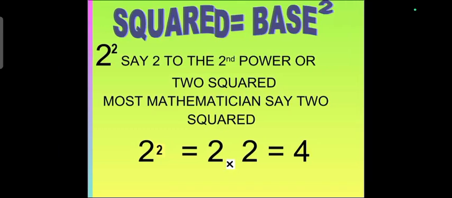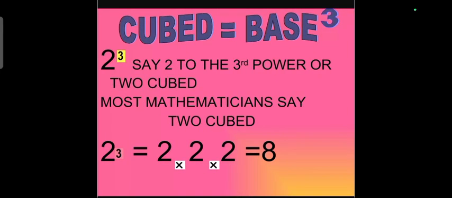Squared is equal to base square. We say 2 to the second power, or 2 squared. Most mathematicians say 2 squared. 2 raised to the power 2, that is 2 into 2, becomes 4. Similarly, 3 into 3, we can write it as 3 squared, and it becomes 9. 4 into 4 is 4 squared, and it becomes 16.